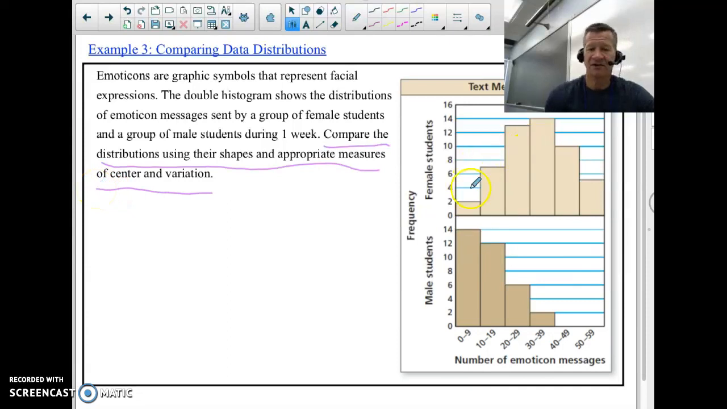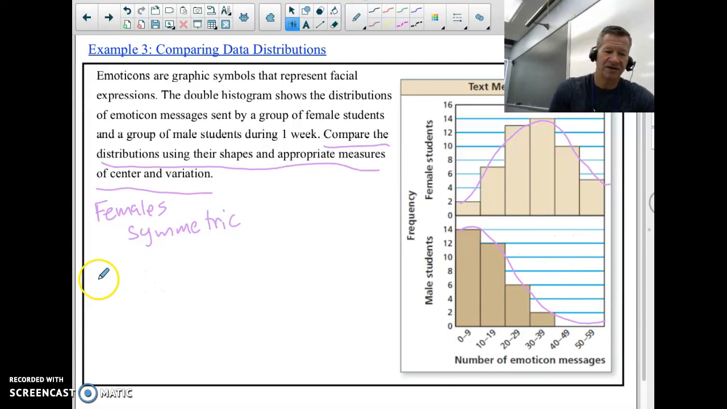Well, if you look at the females first, the data appears to be fairly symmetrical, or symmetric. So we would say the females is symmetric, while the males, you'll notice they're really high on the left and almost nothing on the right. So this graph definitely has a tail on the right, so the male data is definitely skewed to the right. More of the data is on the left, meaning it's skewed right.